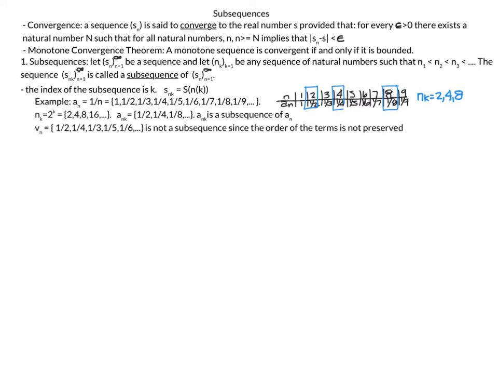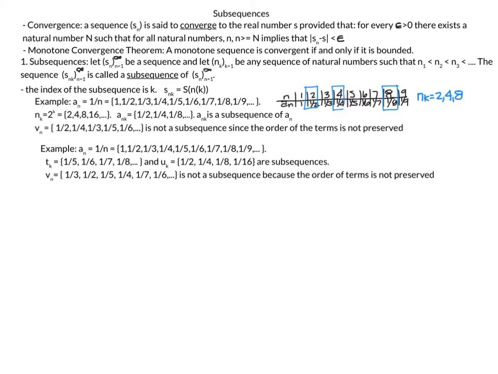In my next example, I look at Vn is equal to 1/2, 1/4, 1/3, 1/5, 1/6, and that is not a subsequence since the order of the terms is not preserved. In other words, over here, the 1/3 comes before 1/4, but in this one, 1/4 comes before 1/3. These two terms are reversed. Since order is not preserved, this is not a subsequence, and in particular, you wouldn't be able to find an nk that would give you this reversal of terms. I have a couple more examples of subsequences of an.